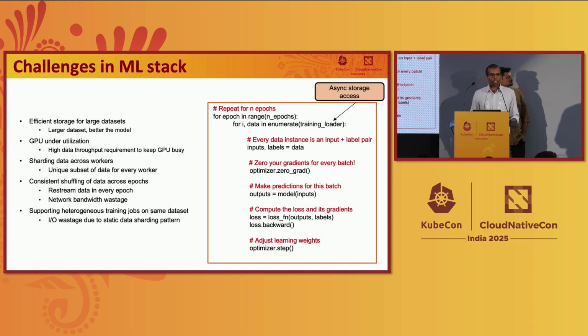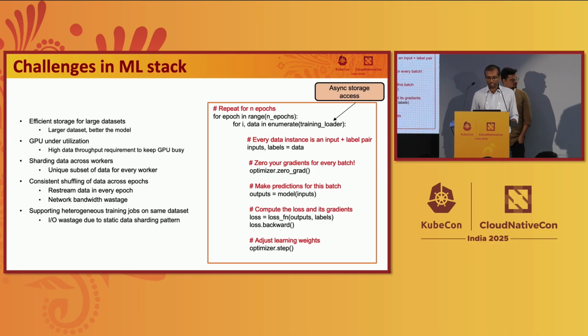So here, what are the challenges that we are talking about in an ML stack? In general, for deep learning, more data means a better model. So you need efficient storage for large data sets. We are talking about terabytes of data. In the case of LLMs, trillions of tokens are trained. And a bigger problem is GPU underutilization.